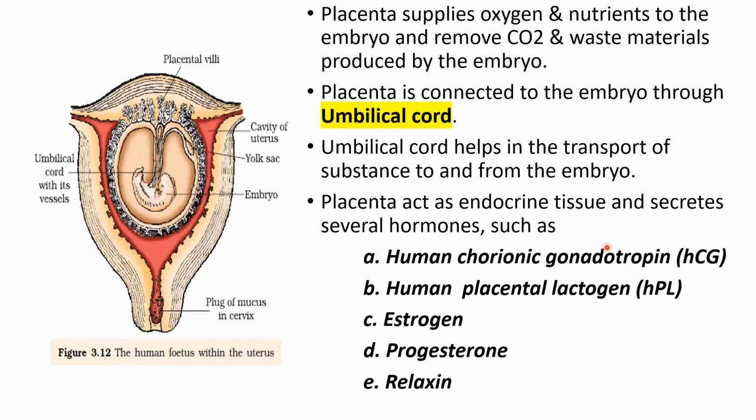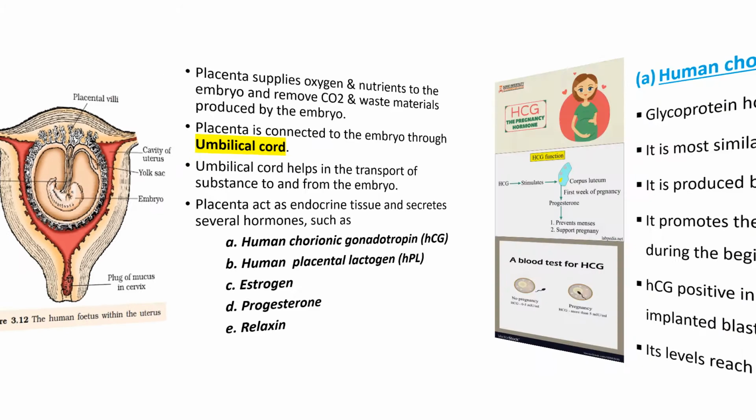Here the important hormones secreted by the placenta are mentioned in order, one by one. So let us see what they are. The first hormone is human chorionic gonadotropin, shortly written as HCG. The second one, human placental lactogen, shortly written as HPL. The third hormone is estrogen. The fourth hormone is progesterone. The fifth hormone is relaxin.